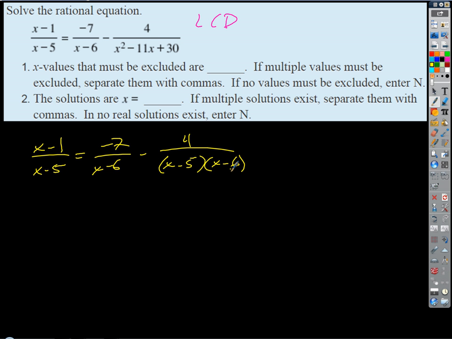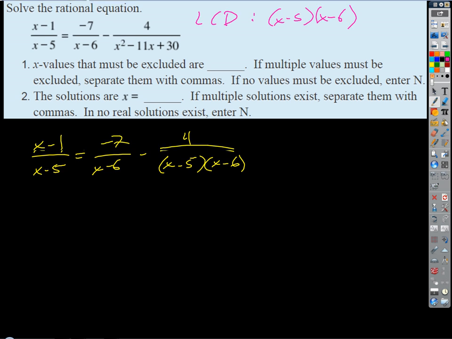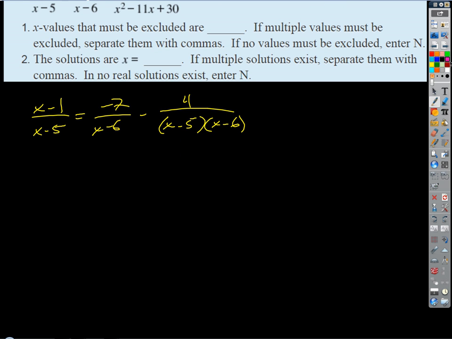Okay, and so what's our least common denominator then? X minus 5, x minus 6. Good, we'll just multiply both sides through by that, because we're solving an equation. So if we do that, what are we going to get? If I multiply, I'll write it out.